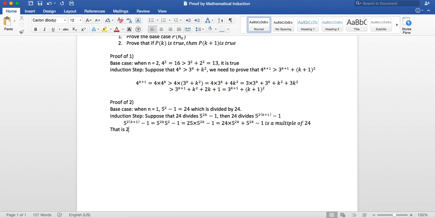Then equivalently we say 24 divides this 5 to the 2k plus 1 minus 1. Now that's how we proved the induction step.